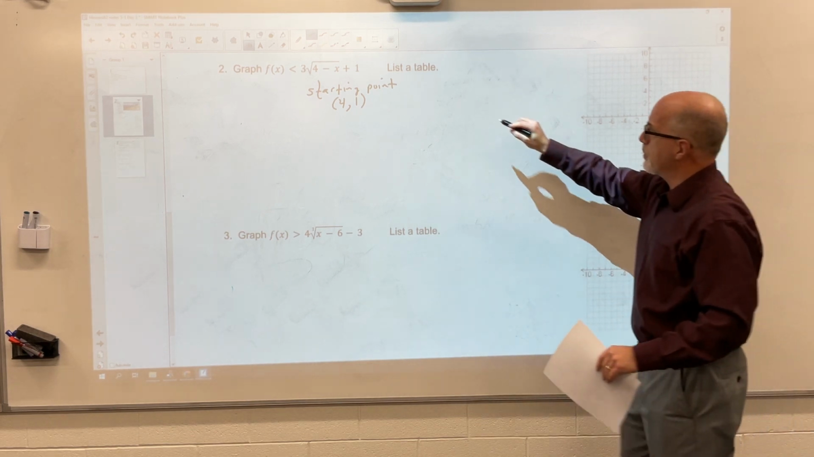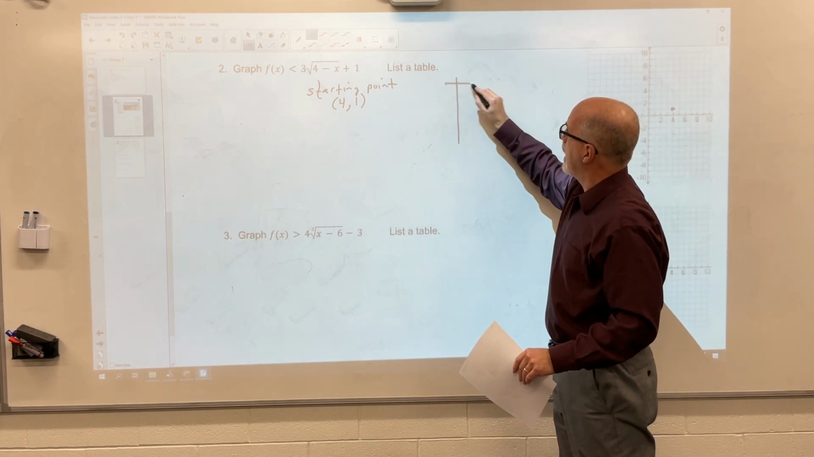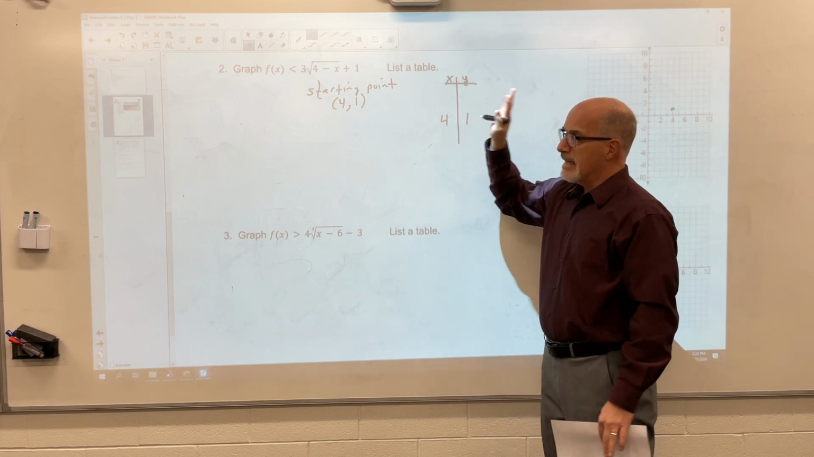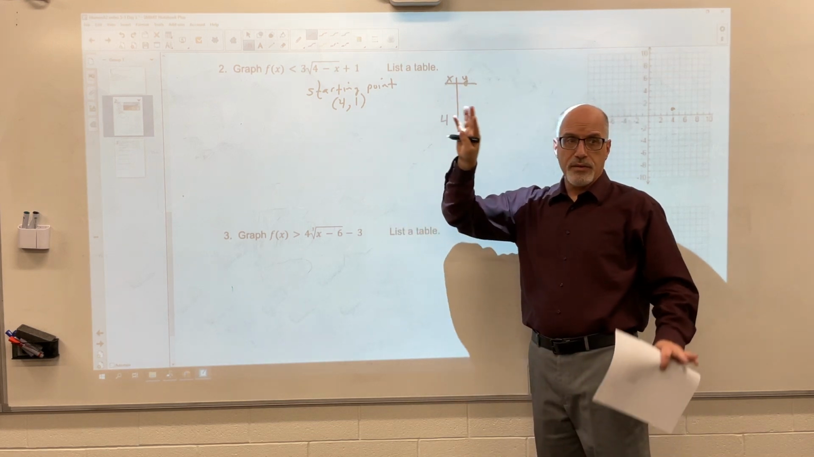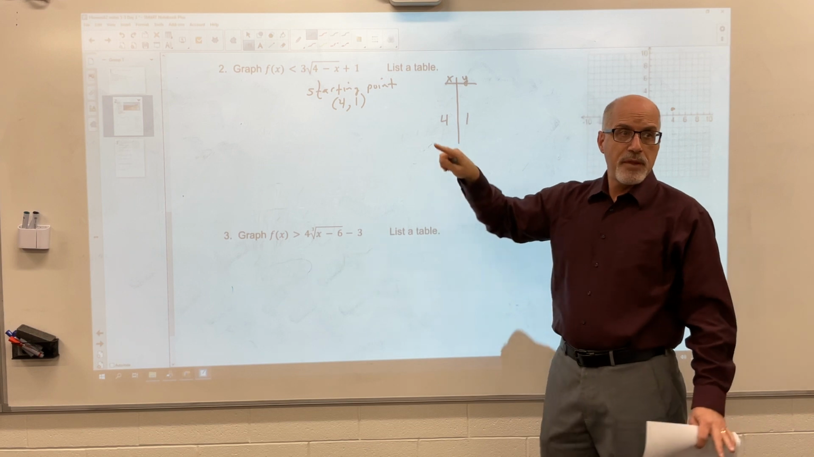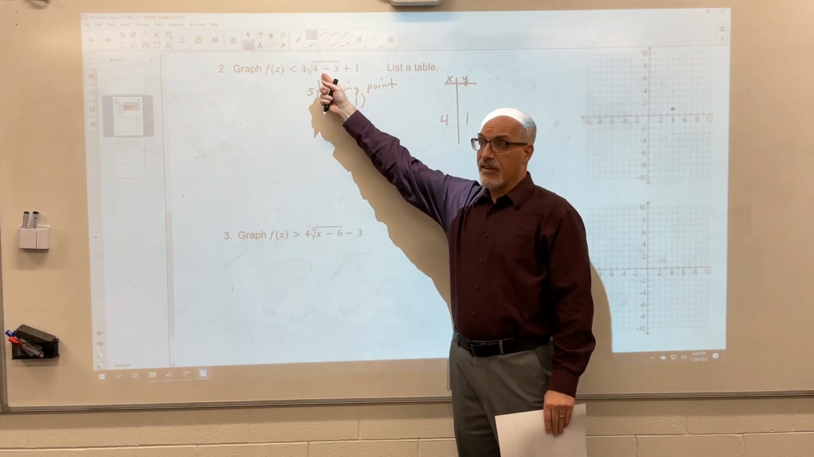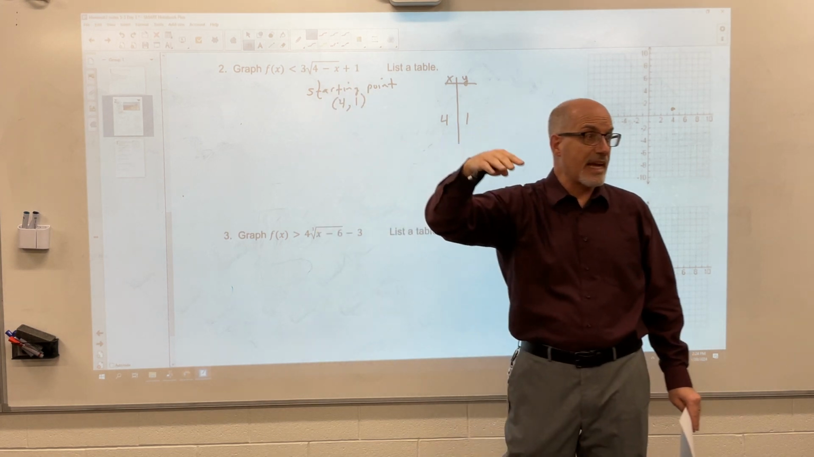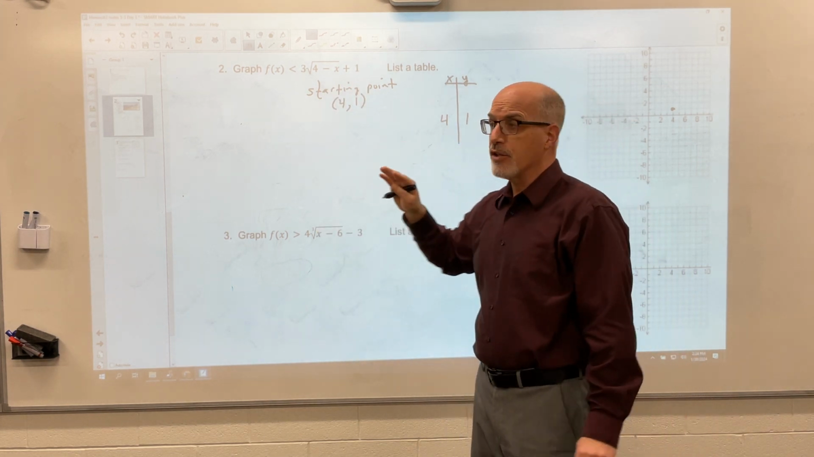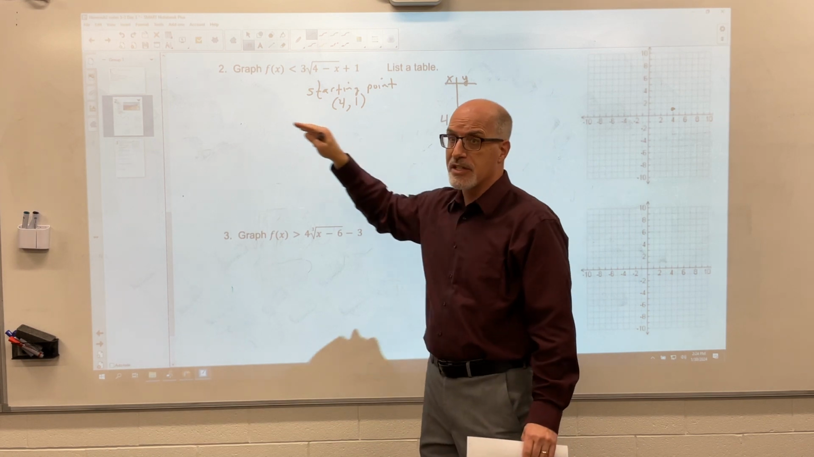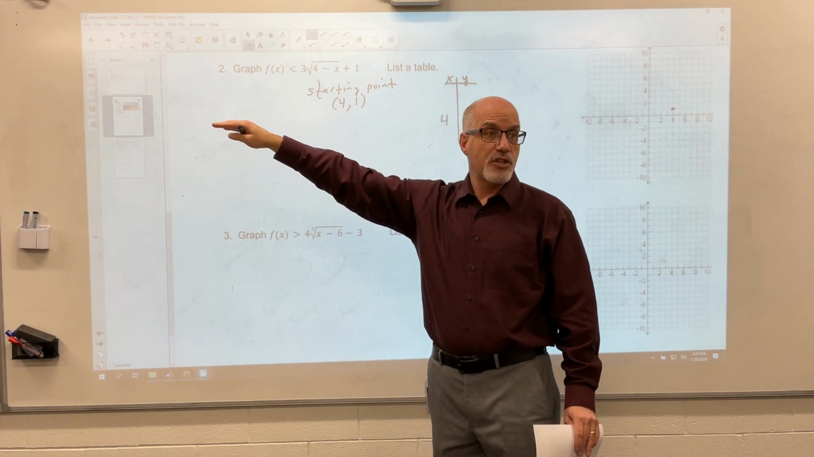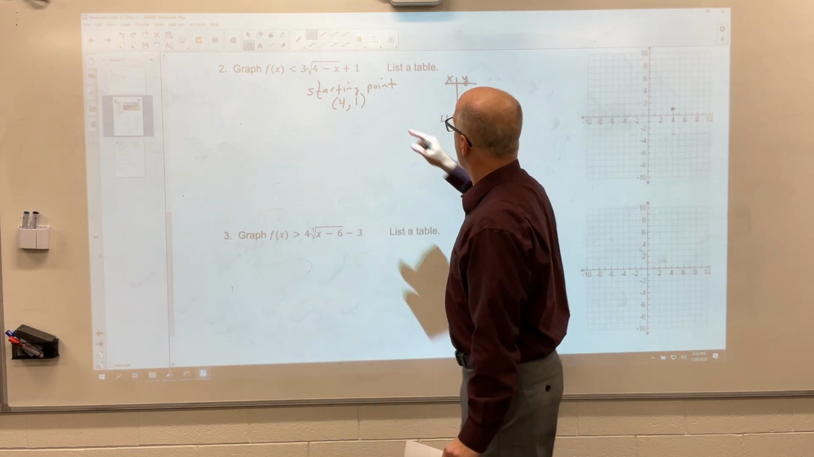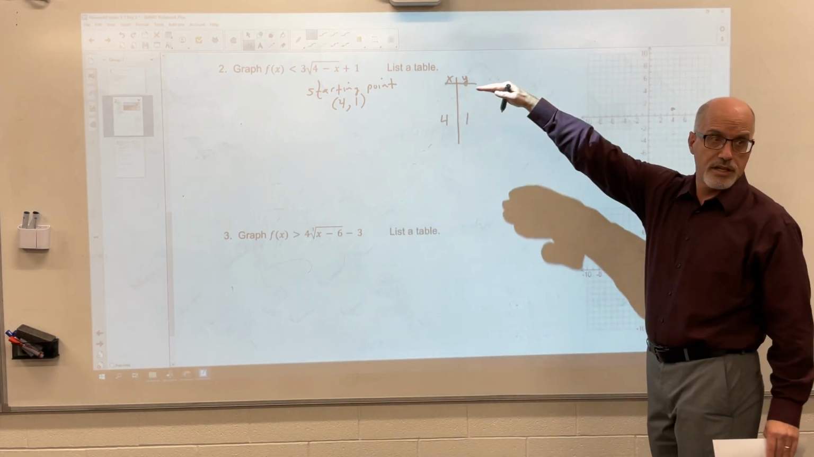Now, when I'm going to do a table, I'm going to put my 4, 1. This is critical, it's new. I don't think you've seen this before. But if I have a negative on the inside, notice it's not x minus 4, it's 4 minus x. When you graph it, you'll notice it goes in the opposite direction. That turns it to the other part of the domain. So this graph is going to go in this direction.